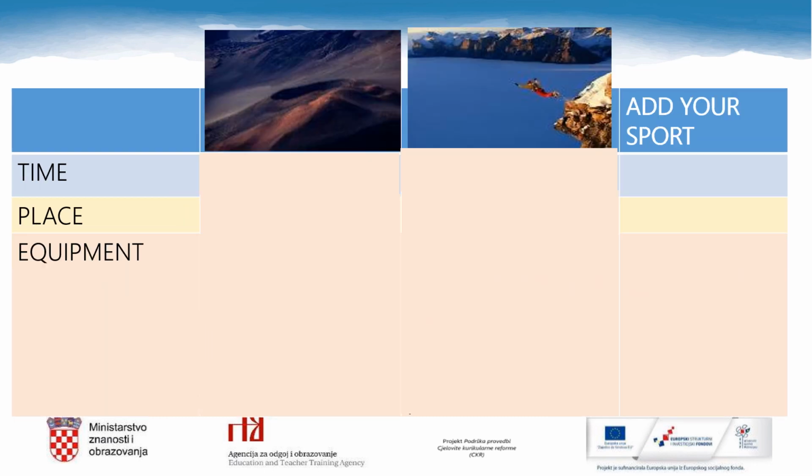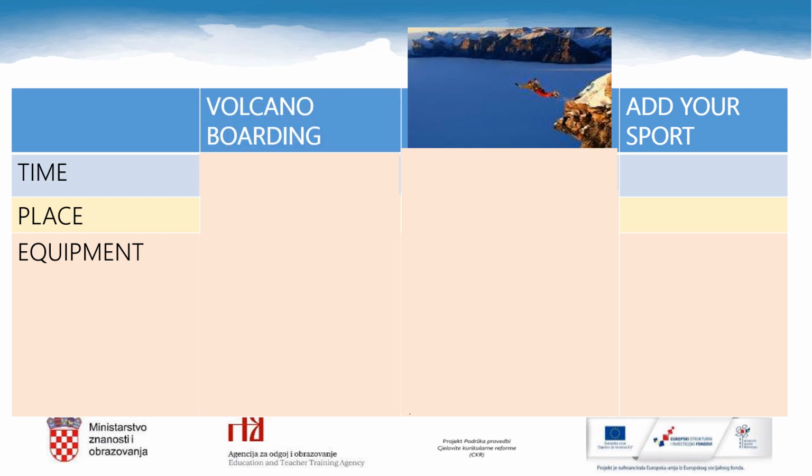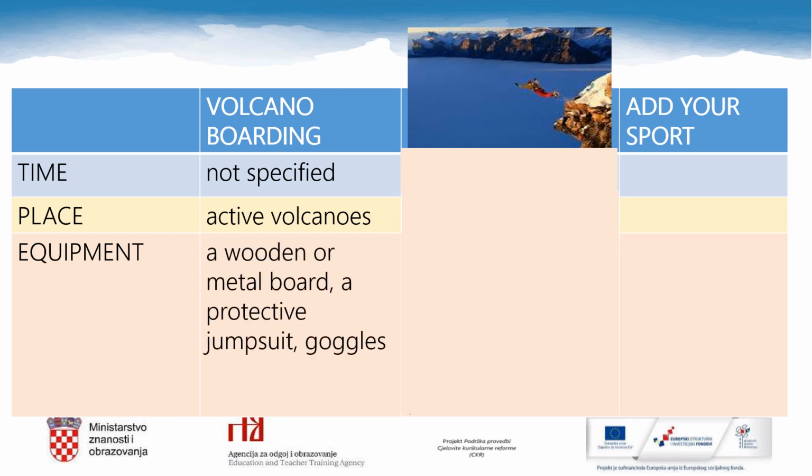Another sport that is gaining in popularity nowadays is volcano boarding, which is similar to snowboarding. The best time to practice this sport is not specified, but the place to practice it is an active volcano. People can slide down either standing or sitting on the board, and you also need a protective jumpsuit and goggles.